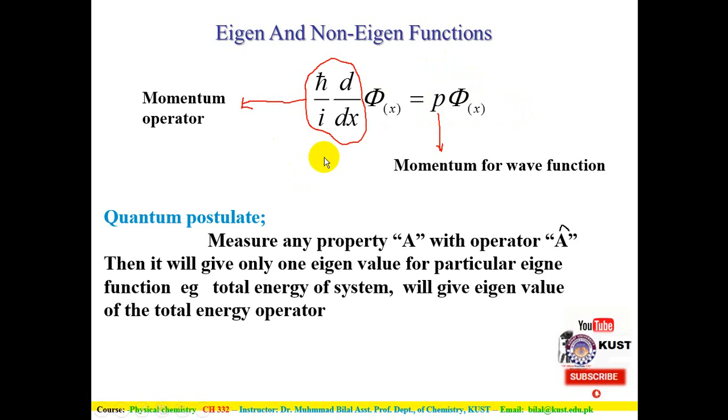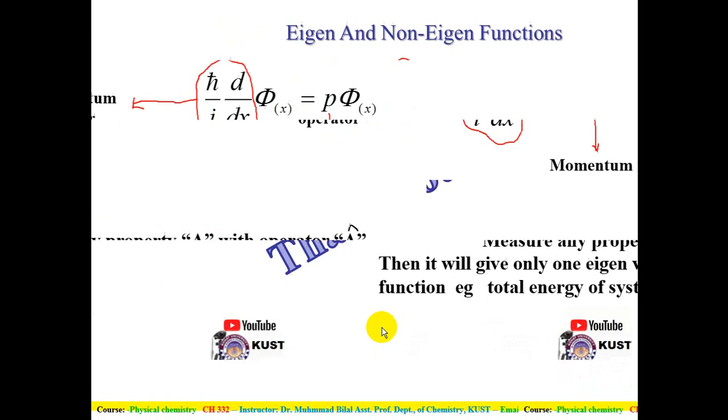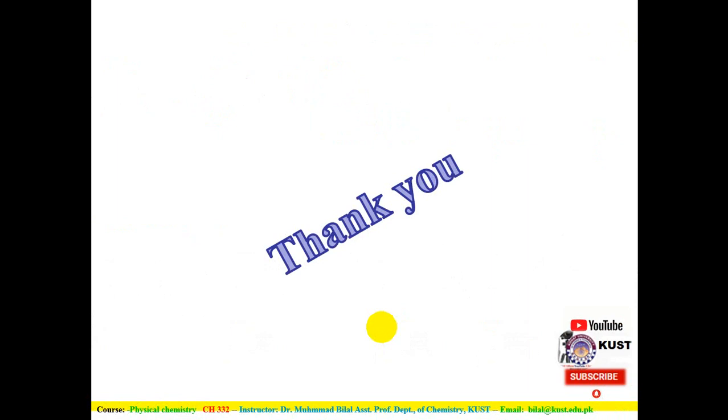Now, as we know, one of the applications of quantum mechanics is that for any measurable property A, when the operator A operates on the function, it gives only one eigen value for a particular eigen function. For example, we determine the total energy of the system. When the energy operator operates on a psi, it gives the energy for that psi. So this is the terminology of eigen function used in quantum mechanics.